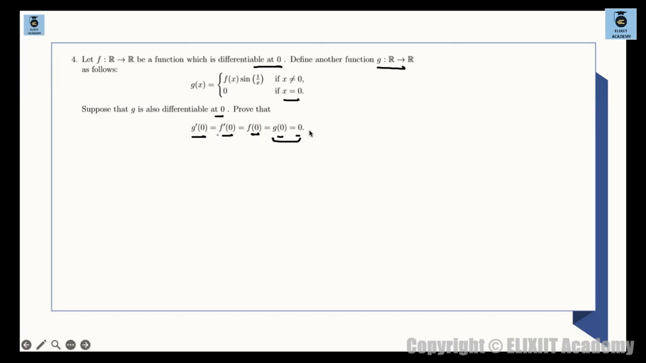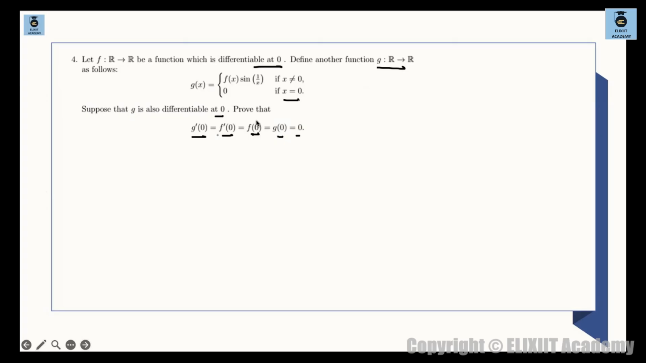One funny thing regarding this question was that we have to prove g of 0 is equal to 0, and g of 0 equal to 0 is already given in the question, so you don't need to prove anything. So g of 0 is 0 from here itself. What you need to prove is the other three parts: g dash 0, f dash 0 and f of 0 are all the same, so you just need to prove this one.